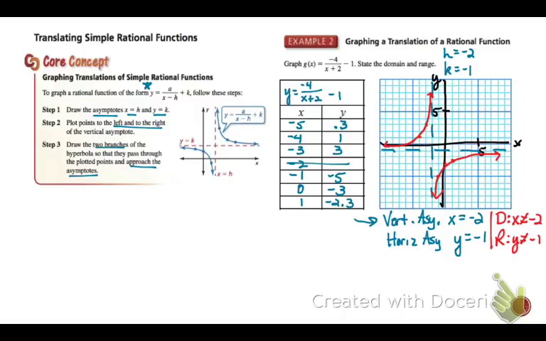Now domain and range, you can look at the asymptotes to help you out. And so our domain is that x cannot equal -2, and then our range is that y will not equal -1, our h and our k value.